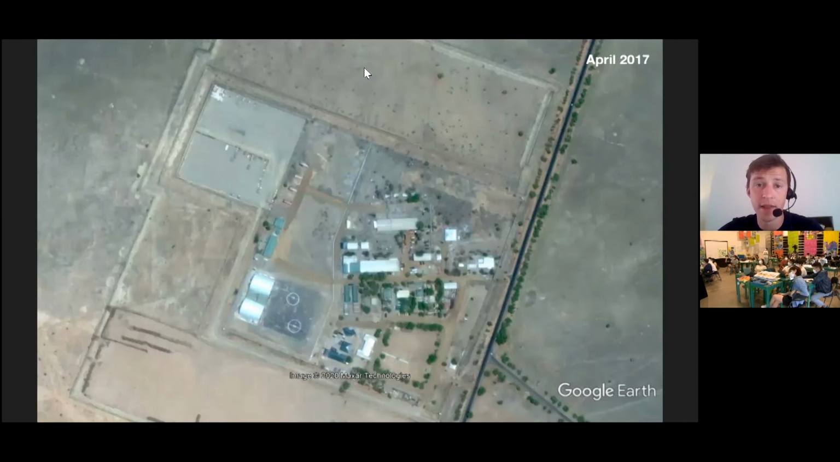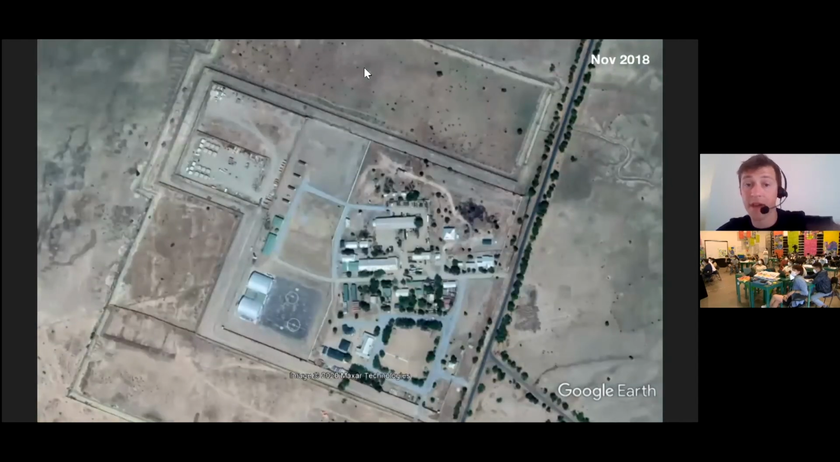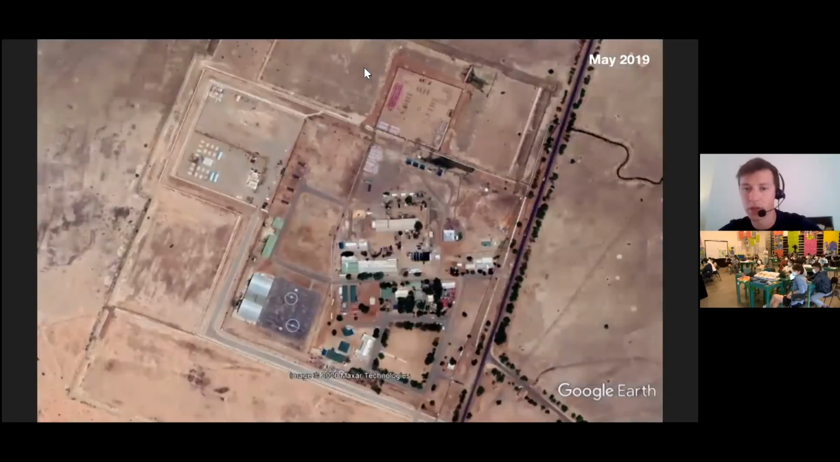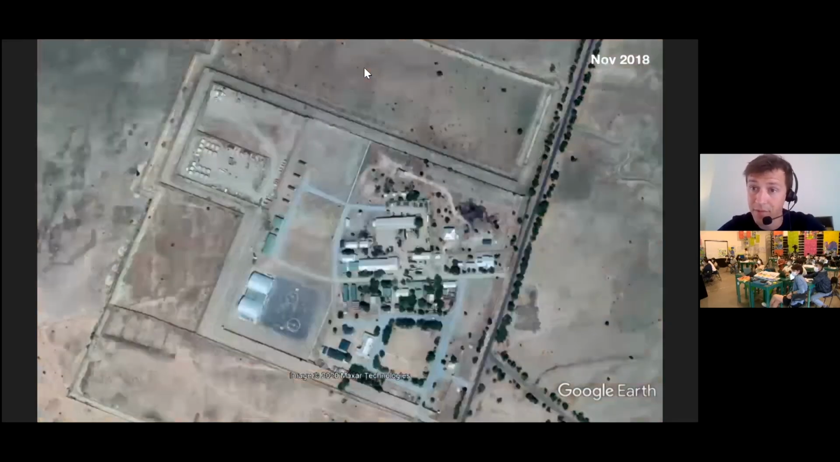We can see that that growth continues. Now we're in 2018, very recent. You can see that more material arriving. 2019, we can see more expansion. So this is a base which is really, really growing. What you can also see is we've now got paved roads, right, which we didn't have back in 2017.